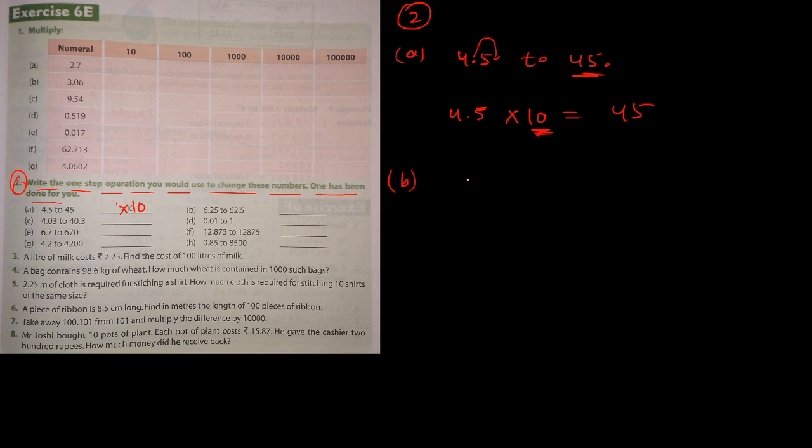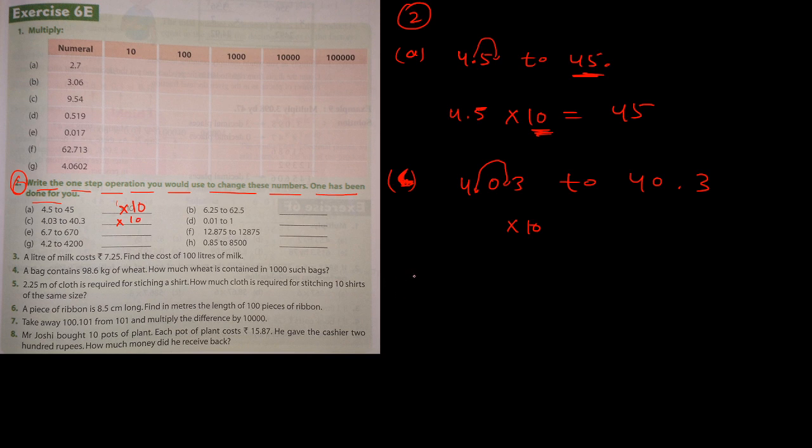If we see question number C, so question C is 4.03 to 40.3. Now how many digits is the decimal shifting? The decimal was here, now the decimal is here. So the decimal is shifting only one digit. So in this question also we have to multiply by 10.